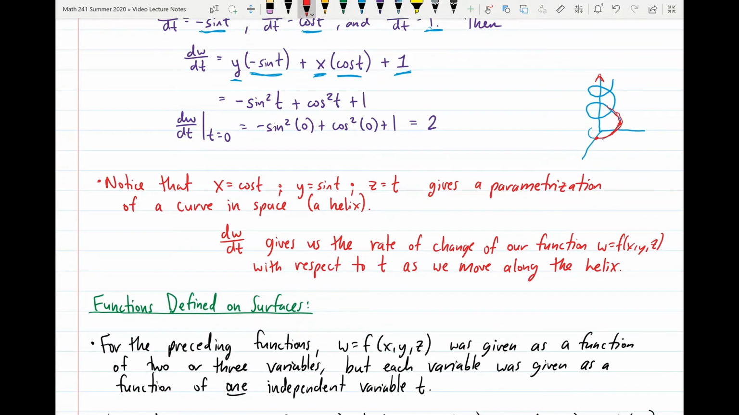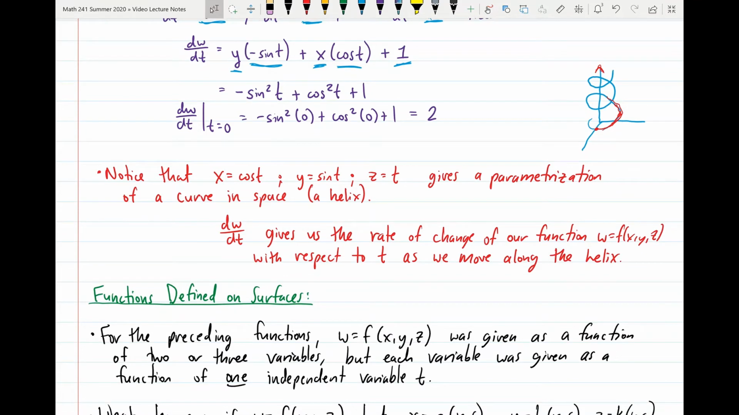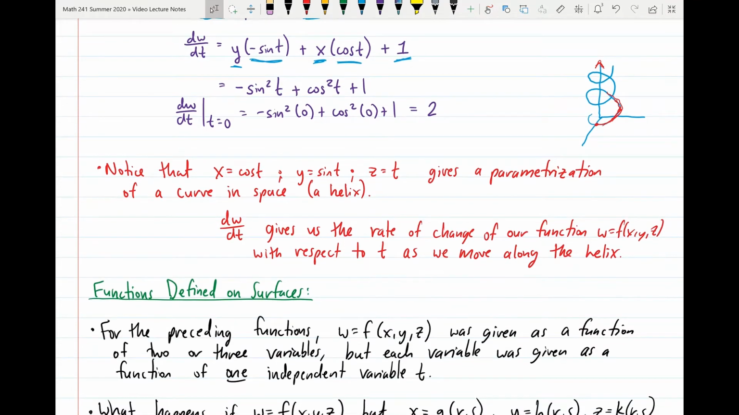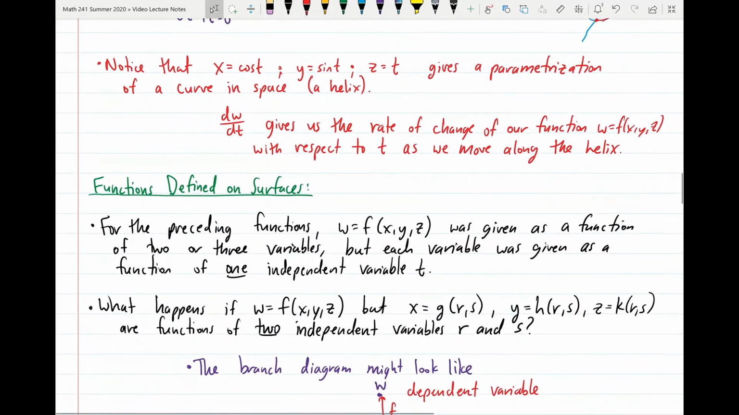So that would be a pictorial representation of what's going on that hopefully gives you an idea of why we would be interested in finding ways to calculate the derivative of w with respect to t. It's because it allows us to give a description of the rate of change of the variable w with respect to time as we're walking along or tracing out a curve in space. So that's the idea.